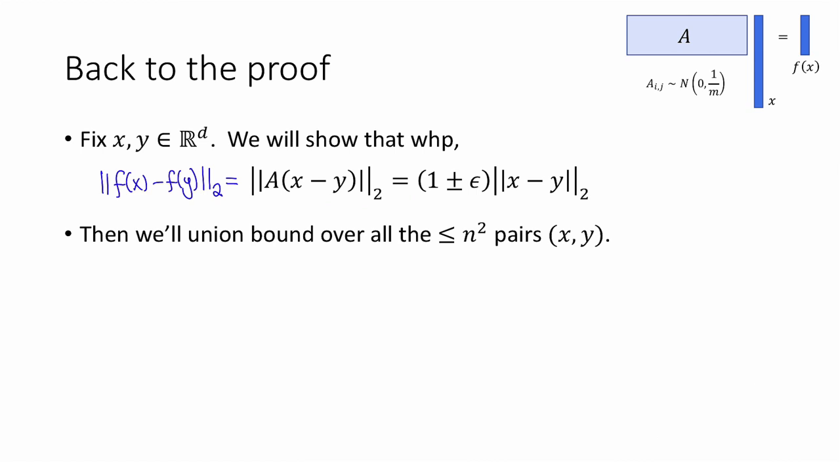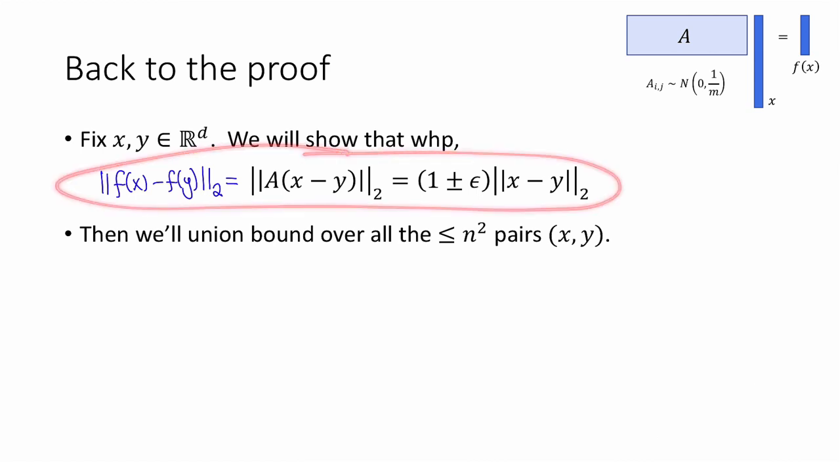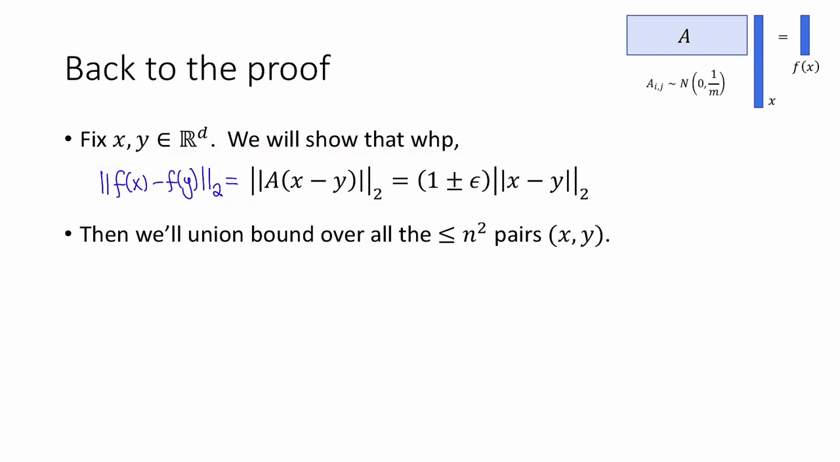Okay, so we're going to show that this holds with high probability. We're actually going to show that it holds with high enough probability to be able to tolerate a union bound over all of the at most n squared points x, y for x and y in our set capital X. This will establish that multiplication by A approximately preserves the distances between all of the pairs of points in our set.